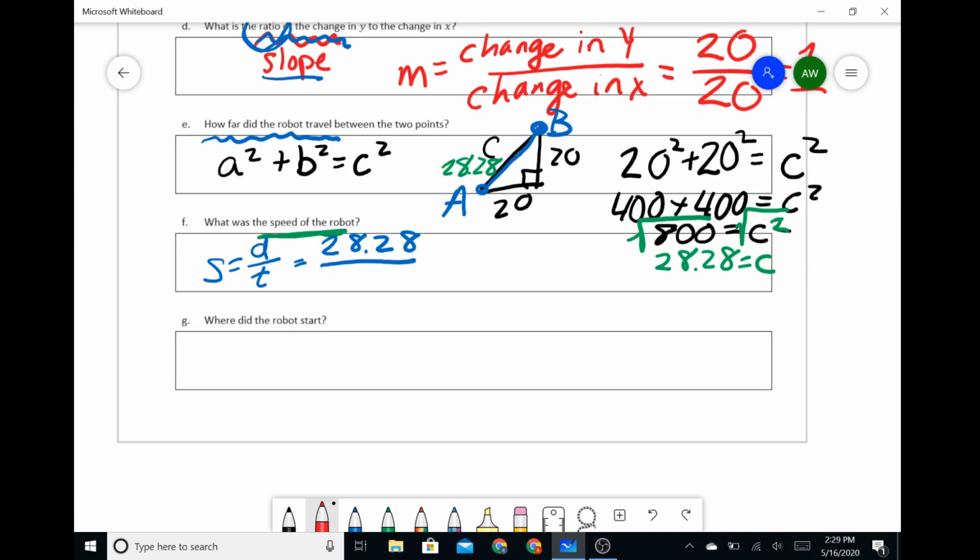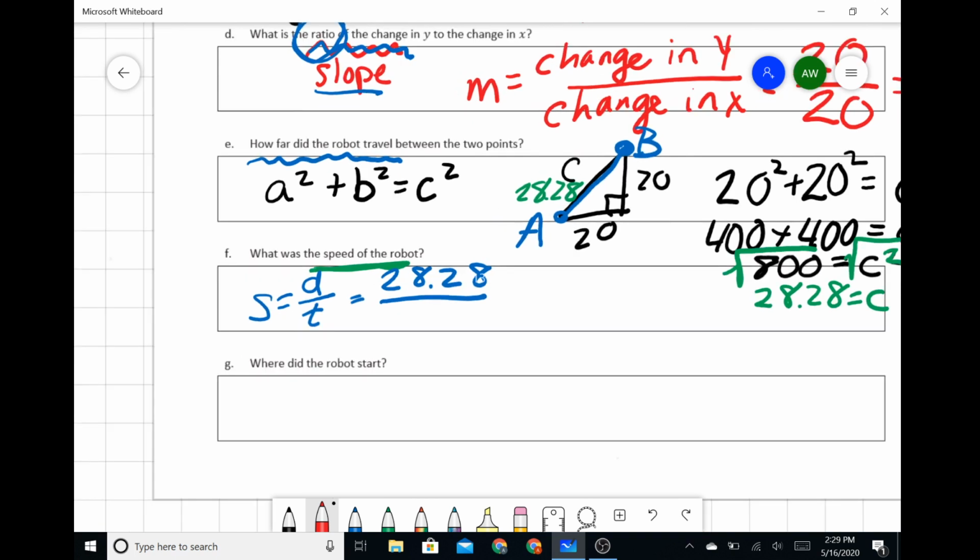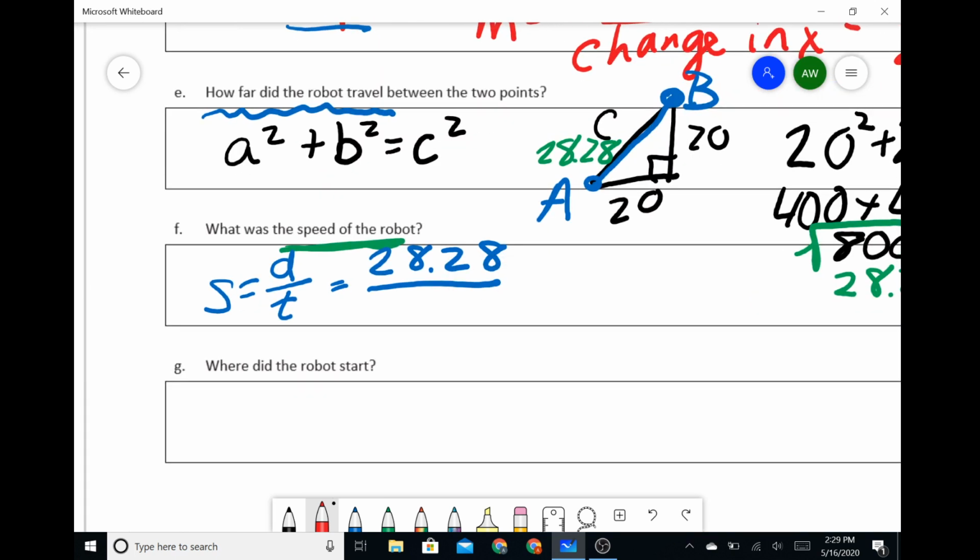But the robot started out at some point, and then it traveled for a certain number of seconds, right? So at 1 second, it was at (10, 10). And then by the time we got to 6 seconds, right? Because we don't know where it was when it was at 0 seconds. We don't know what happened in between 0 and 1 second. But by the time we got to 6 seconds, we were at point B. At 1 second, we were at point A.